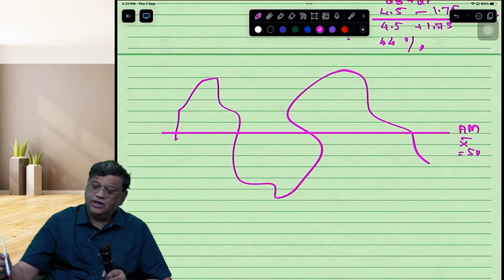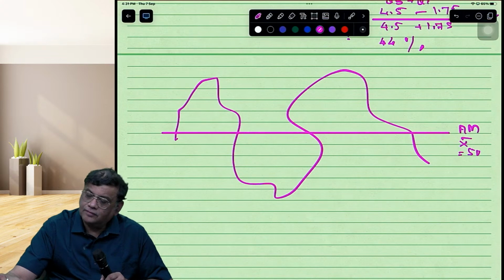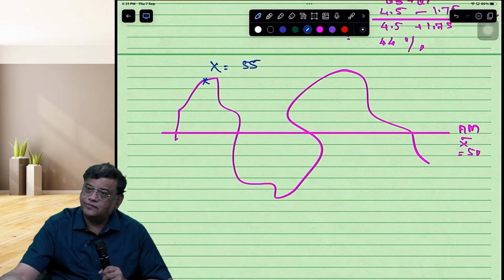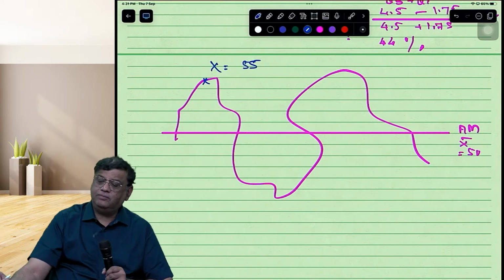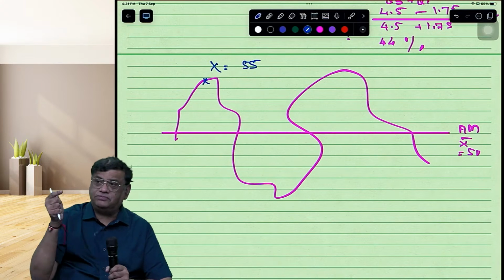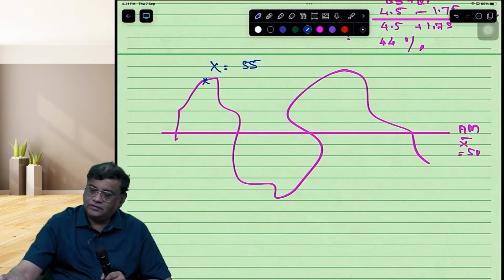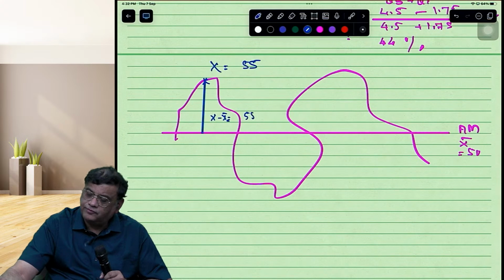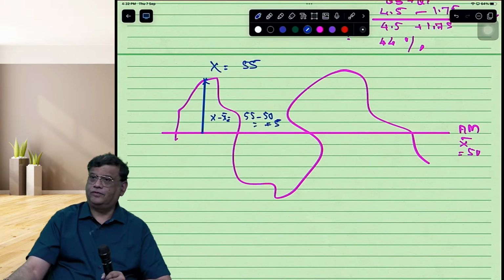अभी किसी एक ईयर में इमेजिन दैट दिस रेन x was found to be 55 inches. Then tell me how much is the variation of that year. That variation of that year is nothing but x minus x bar. That x minus x bar is 55 minus 50 which is equal to positive 5.